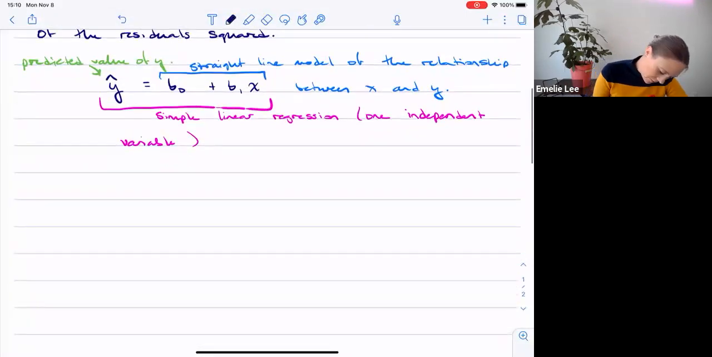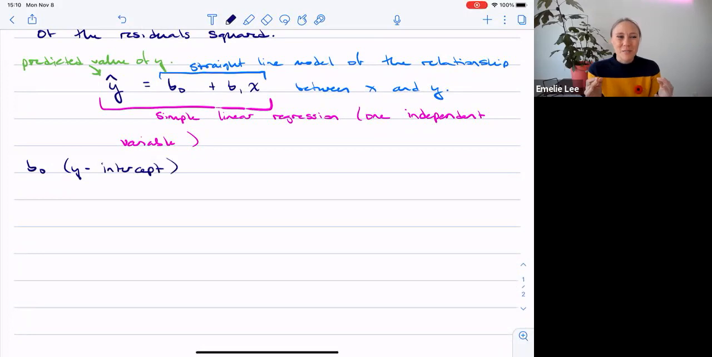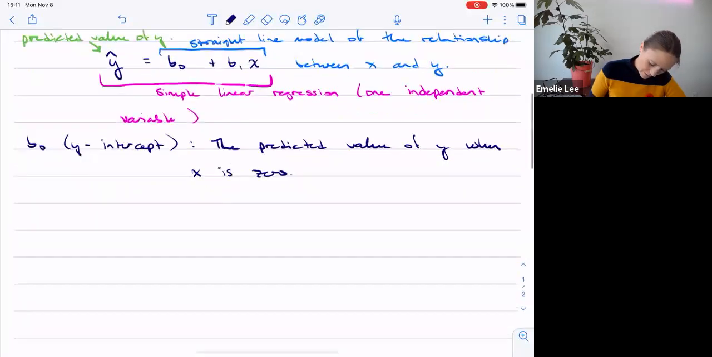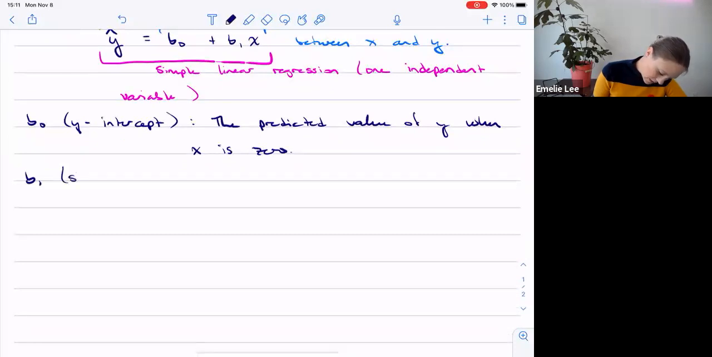In terms of b naught and b1, b naught is the y-intercept. Thinking back to y equals mx plus b, the term that's not attached to the x is the y-intercept, and it is the predicted value of y when x is 0. While b1 is the slope.